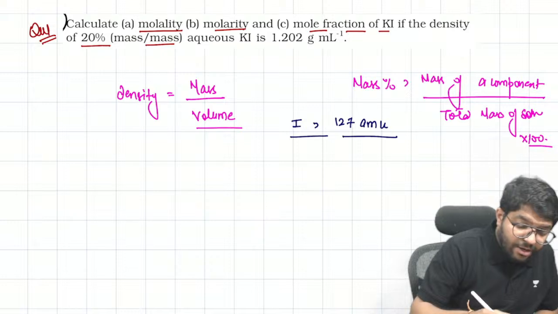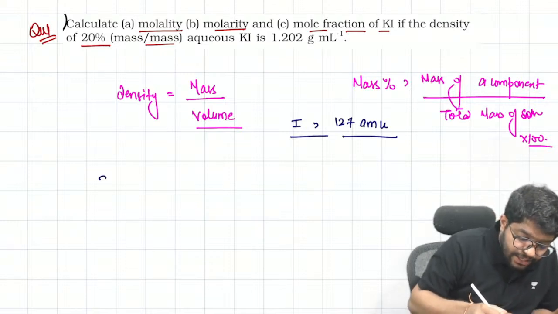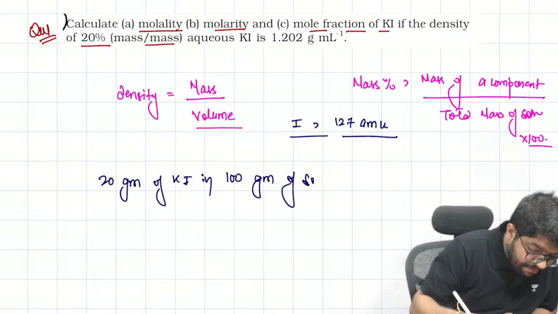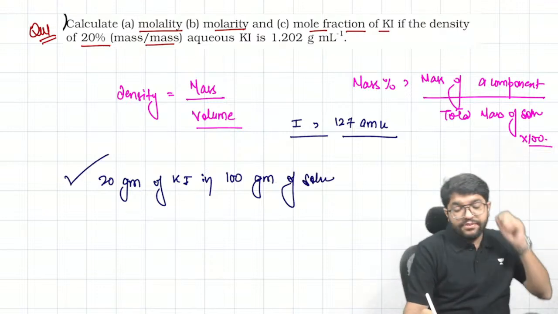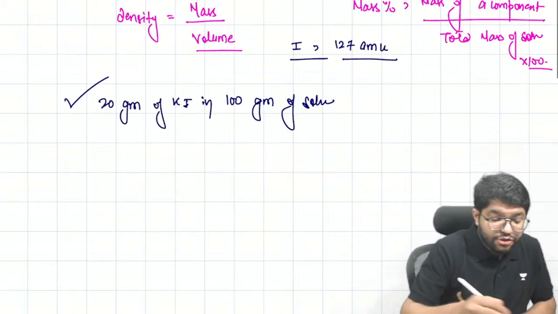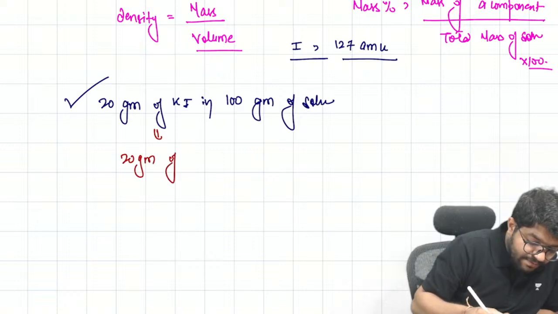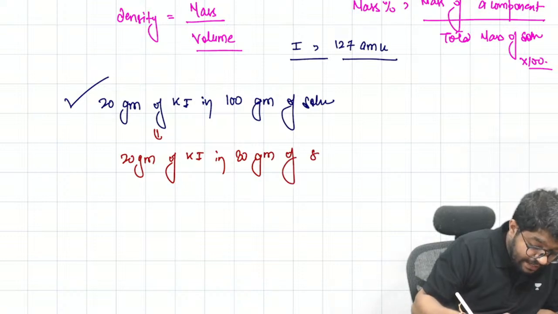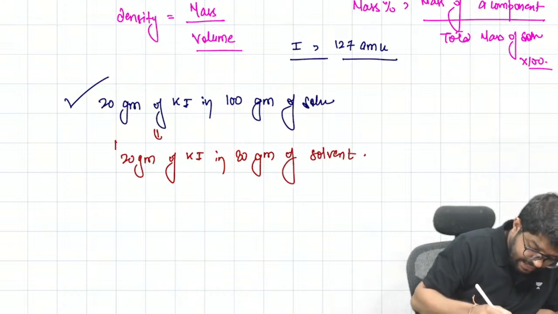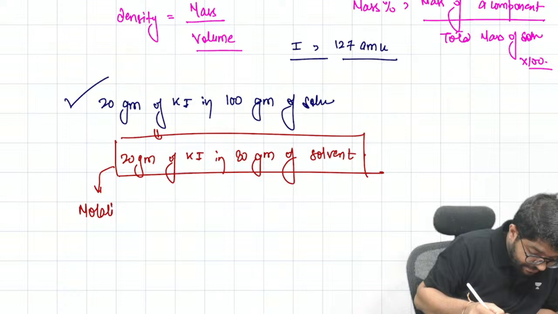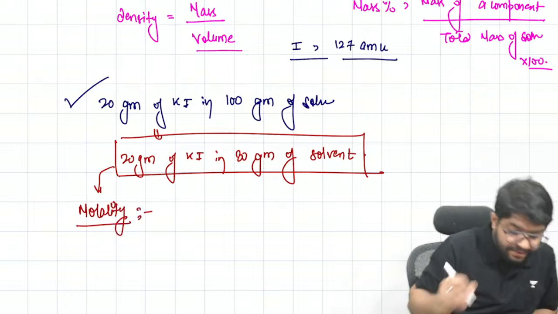I'm telling you, 20% of KI means 20 grams of KI in 100 grams of solution. Remember, guys, 20 grams of KI in 100 grams of solution. In short, two things to take care. One is 20 grams of KI in 80 grams of solvent. That is how you calculate molality.